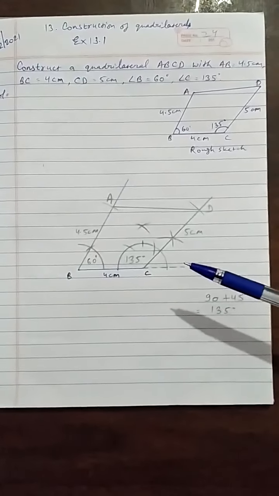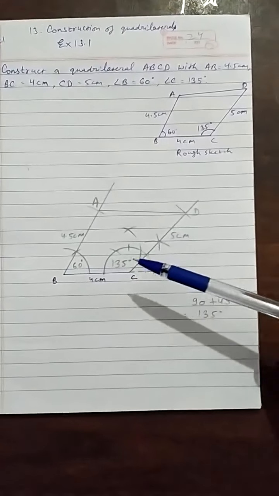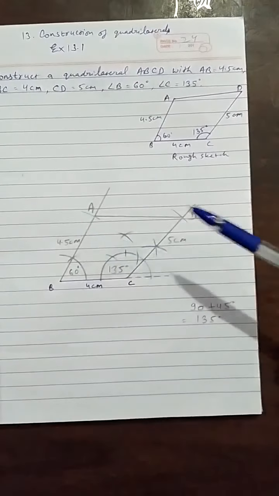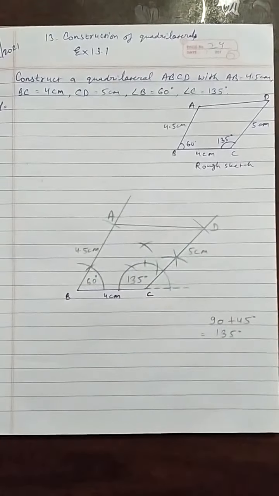Students, this quadrilateral is of type side, angle, side, angle, side. And don't forget to write the steps. Thank you.